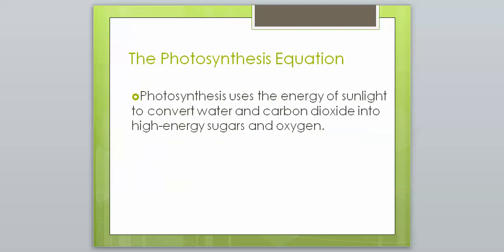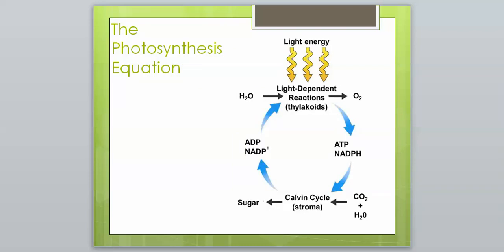And moving on. So photosynthesis uses the energy of sunlight to convert water and carbon dioxide into high energy sugars and oxygen. And that is what we just stated. Again, it's very important. They put it twice, so that shows that you need to know it. And here is just another way to look at it, showing that we have light coming down, and then we have our ATP, the Calvin cycle. Again, we may mention what that is. So this is just another, more circular way to look at it. And so that is the photosynthesis equation.